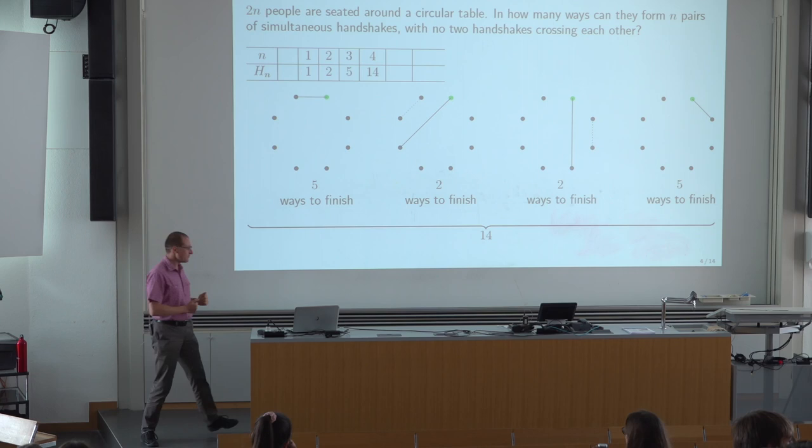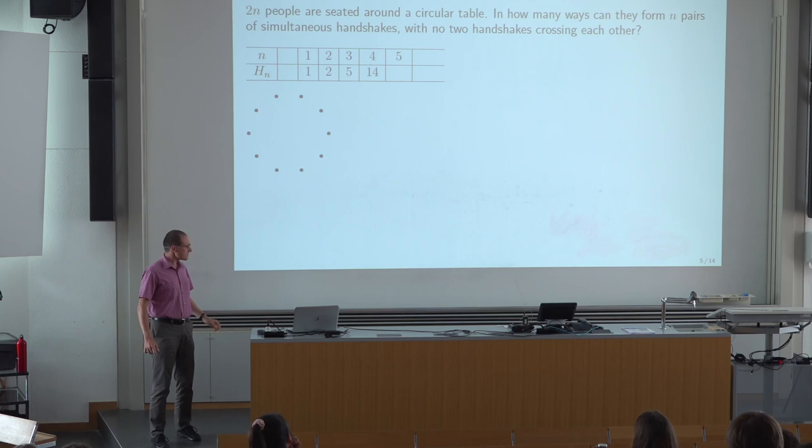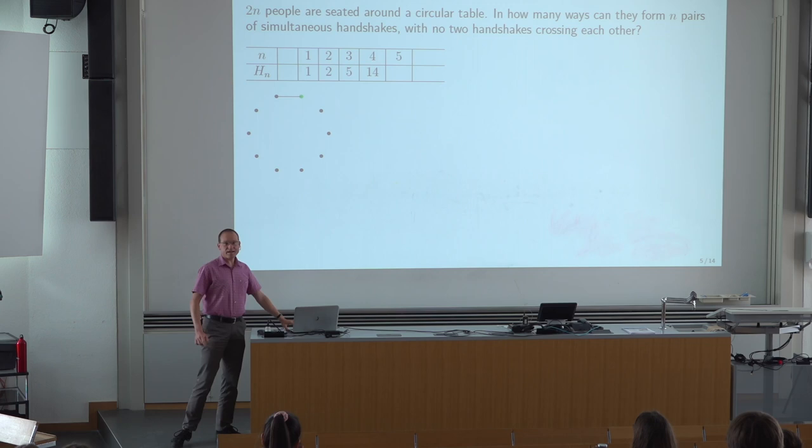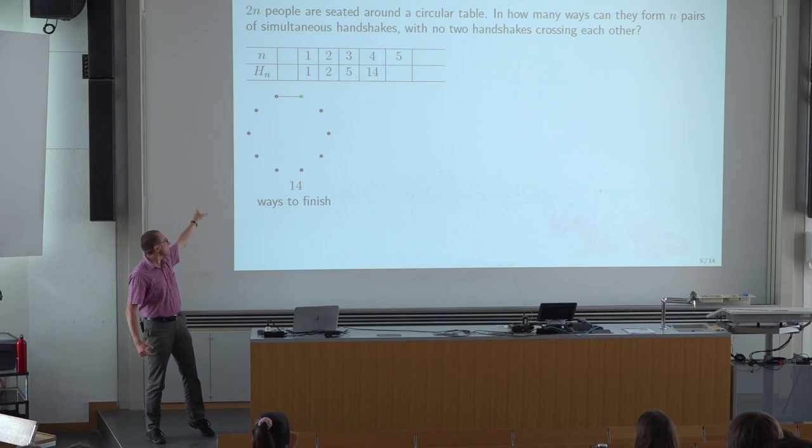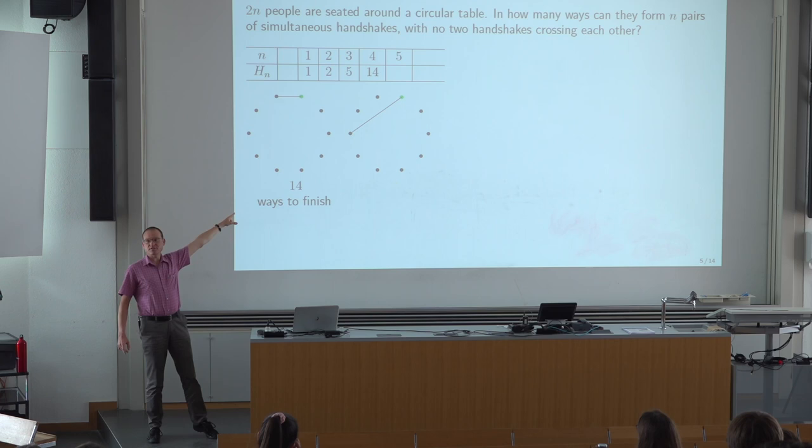Okay, what happens when you have 5 pairs? You need to form 5 pairs of handshakes. You have now 10 people. Again, look at this green person. In that case, how many ways are there to finish? Yes? 14, because those four pairs have to form four handshakes without crossings, and the existing handshake doesn't conflict with anything. There are 14 ways.